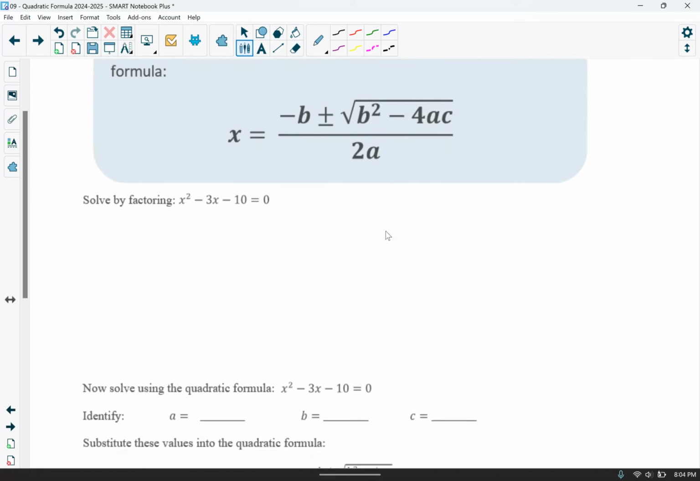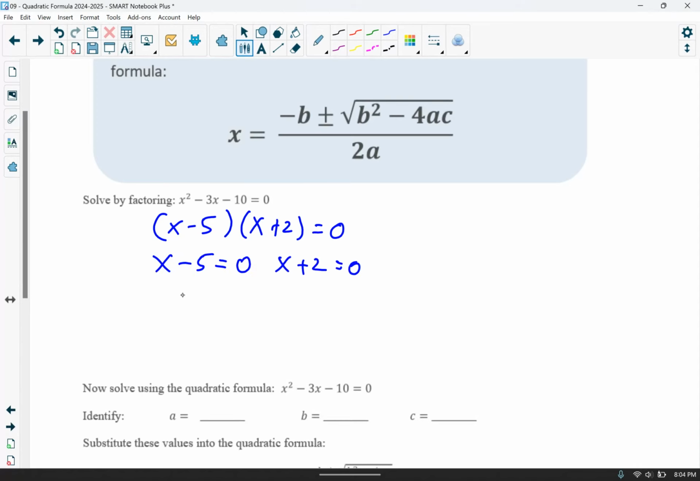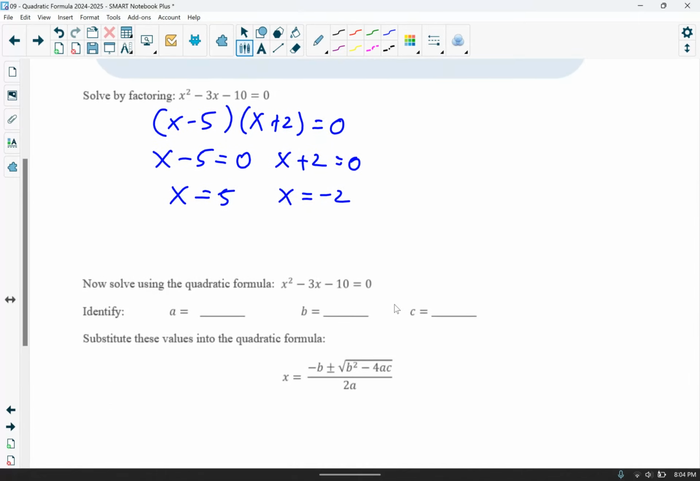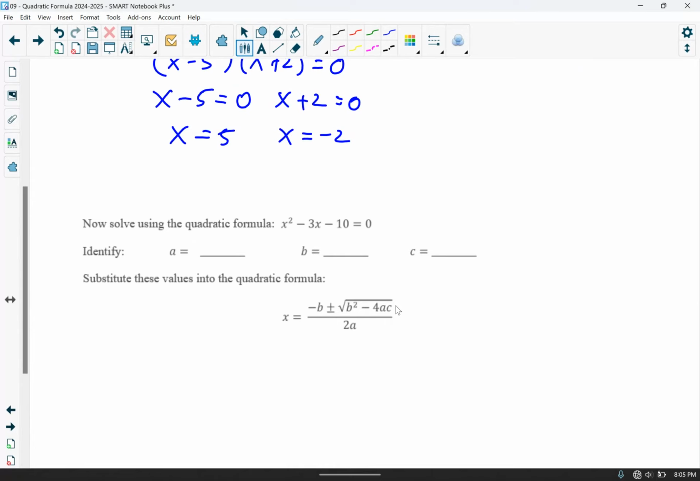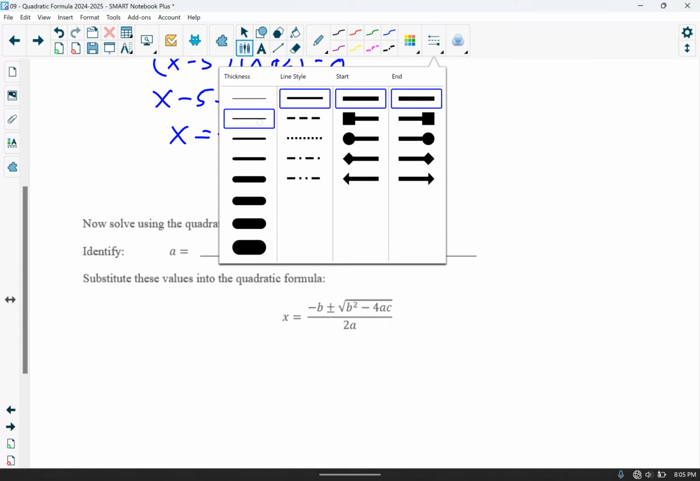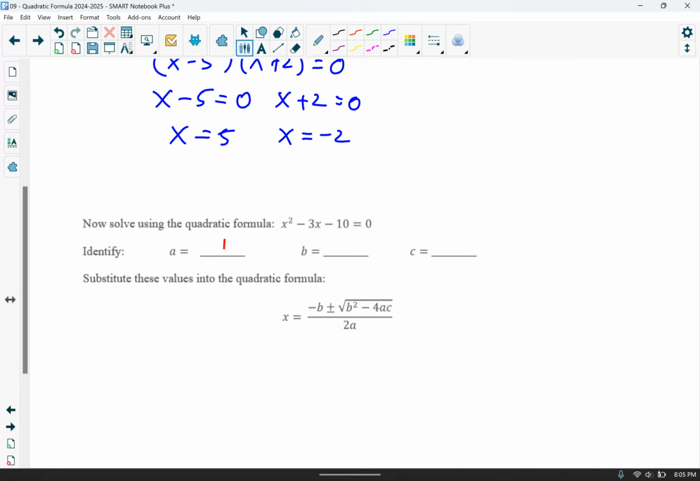Okay. So if we take a quadratic, we know how to factor, right? We know what factors of negative 10 add to negative 3. Well, that would be negative 5 and positive 2, right? We know that's going to give us the zeros of positive 5 and negative 2. Okay? We can get that same result by using the quadratic formula. We just have to identify our a value, our b value, and our c value.